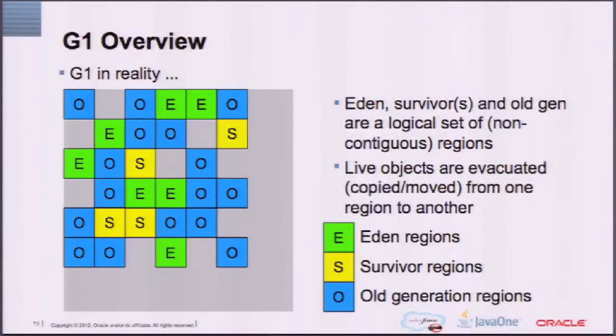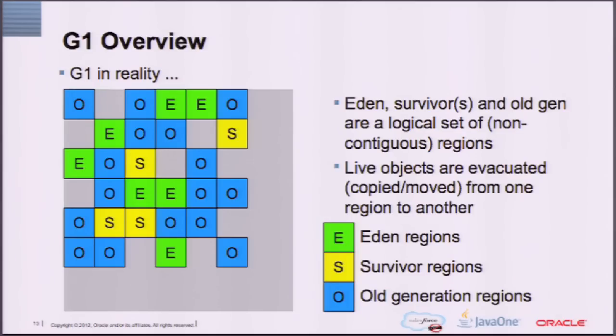In reality, these regions are then mapped to a logical notion of Eden, survivor and old generation. In this diagram, you can see there are different colored squares. Anything colored light green is a region that's logically mapped to an Eden space. Likewise, something yellow is mapped to a survivor space, and blue is mapped to an old generation space. So you still have this notion of an Eden, a survivor and an old generation, and they're just a logical set of regions.